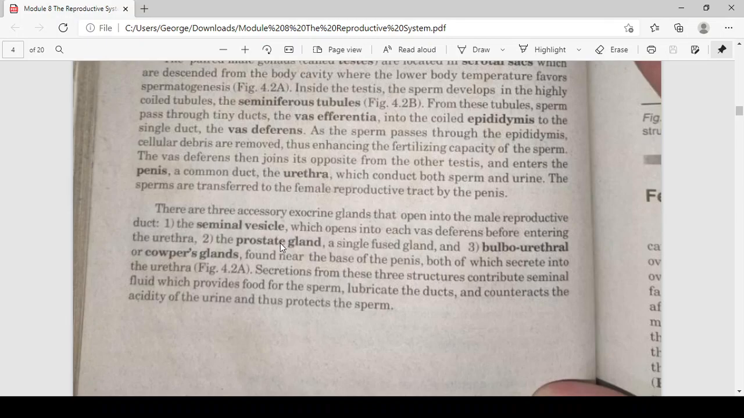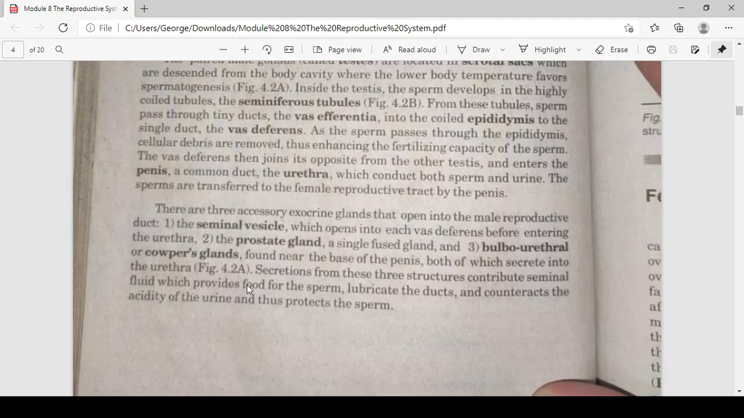Okay? The seminal vesicle which opens each vas deferens before entering the urethra. Next accessory exocrine gland is your prostate gland, a single fused gland. Your bulbourethral gland or your Cowper's gland, found near the base of your penis, both of which secrete into the urethra. Secretion from these three structures contributes seminal fluid, which provides food for your sperm, lubricates the ducts and counteracts acidity of the urine, thus it protects the sperm.